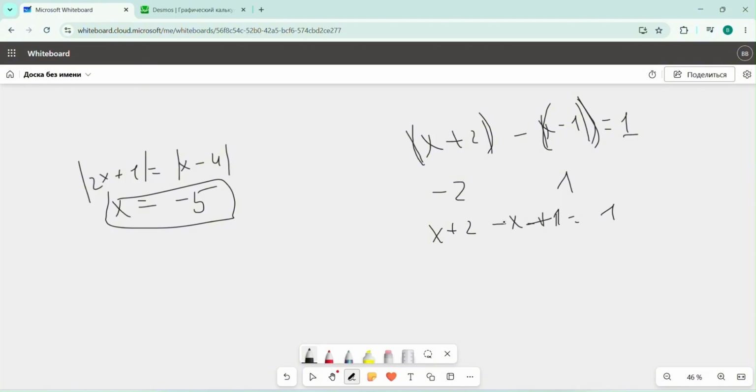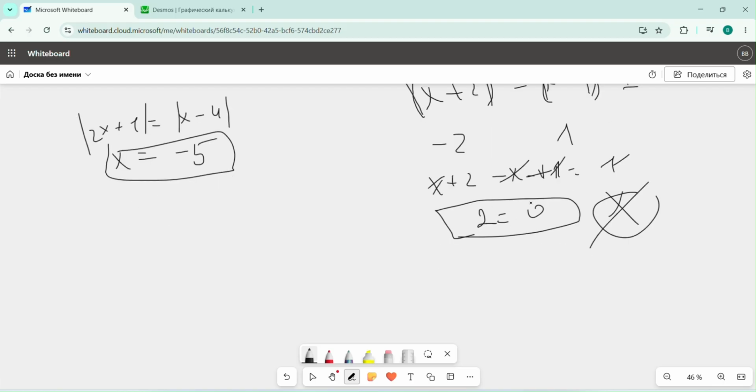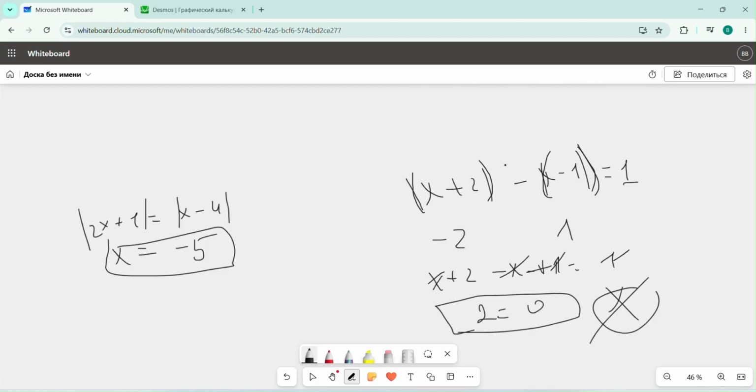So from here, we have to find x. This cancels, this will also cancel. Now here we see that everything is subtracted, and we have 2 equals 0, which means it doesn't equal. So you may have a solution here, but in this case, there is no solution. Actually, I don't encounter this kind of question in the SAT, but it's better to know it than not to know it.